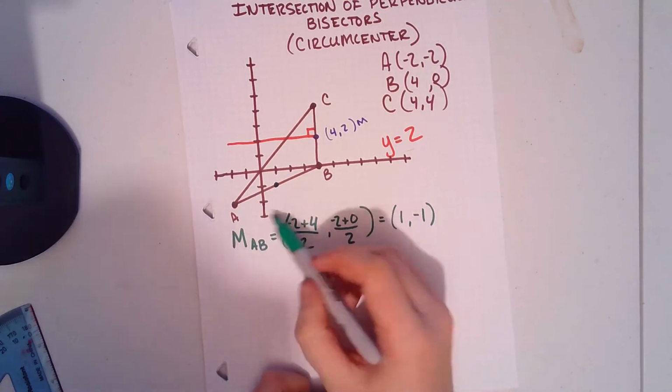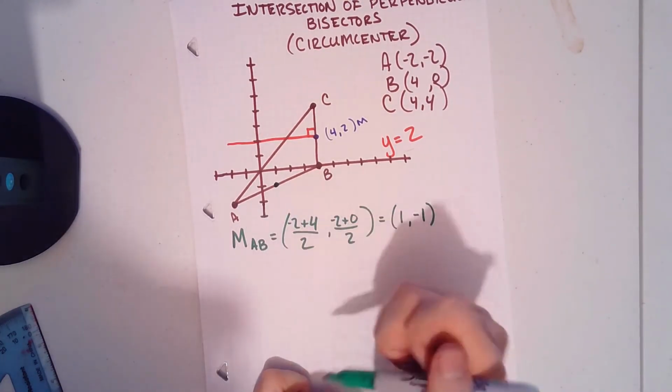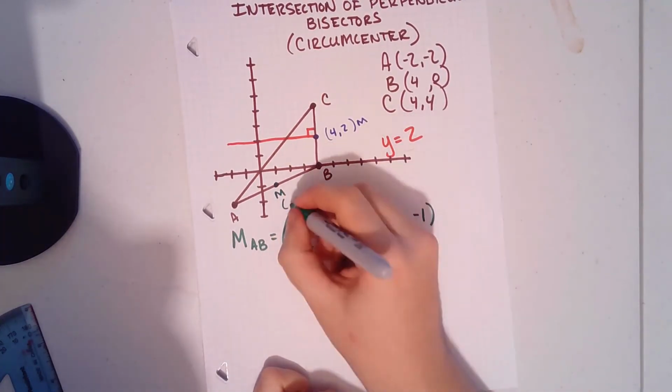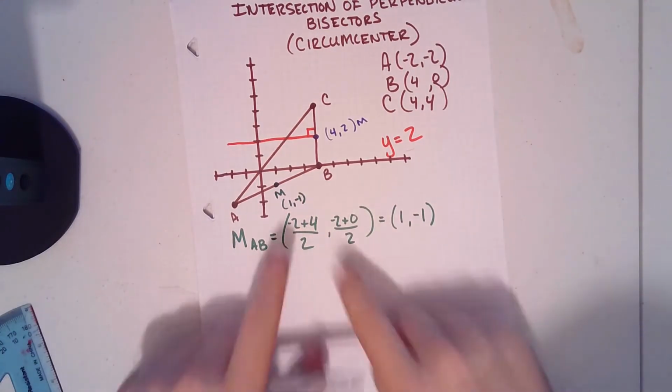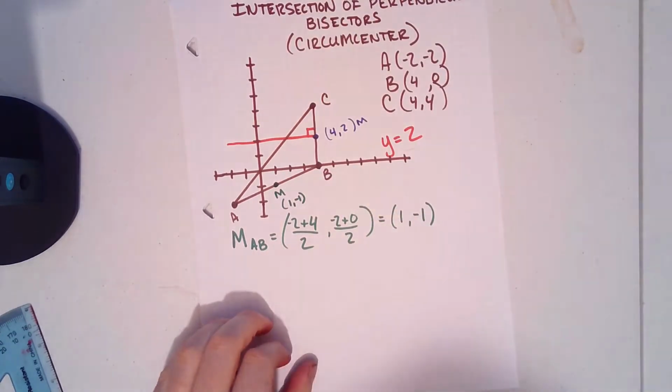Again, whenever you get a midpoint that isn't on your line, you done goofed. This guy is on my line, and I drew my line carefully to be able to check that. So this is the midpoint of AB, (1, -1). Now that we have the midpoint, we need to find the line that goes from that midpoint at a 90-degree angle to AB.